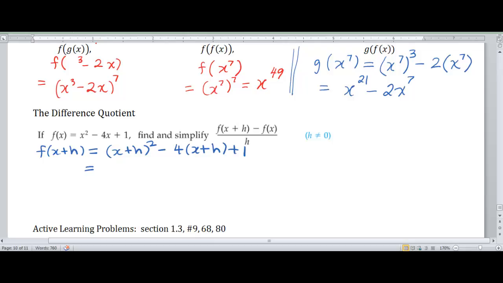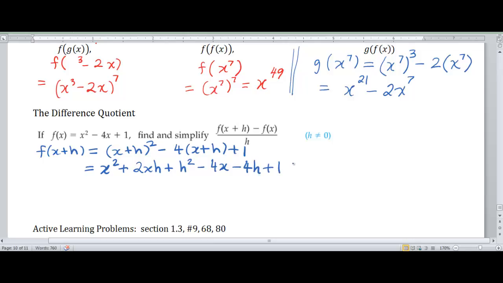x plus h squared minus, okay. So now I can FOIL this out. x squared, so you know the procedure or the algorithm for FOILing: you square the first thing, then you multiply these two together and double it. So that's 2xh, and then you square the last term, which is h squared. Let's distribute that 4: minus 4x minus 4h, okay, and then plus 1.